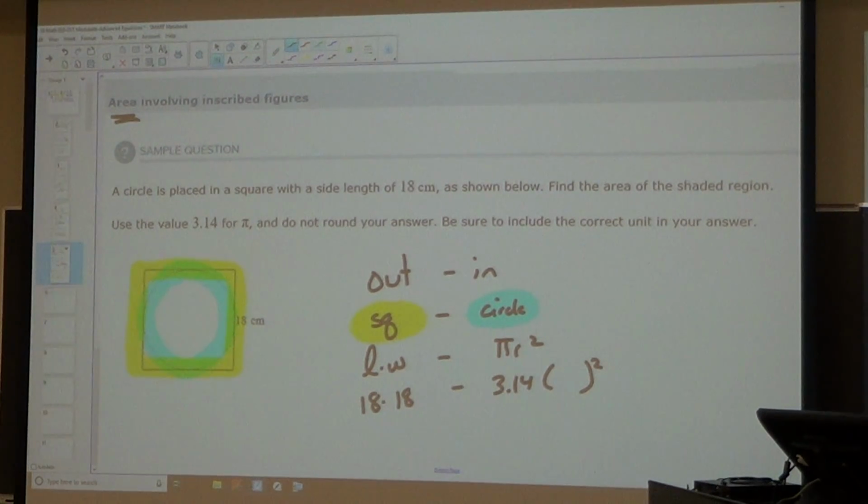So my diameter is 18, so my radius is going to be 9. Making sure, because you got a little too excited for me.